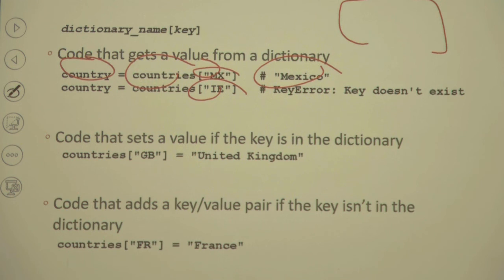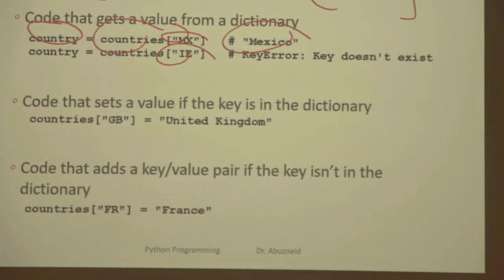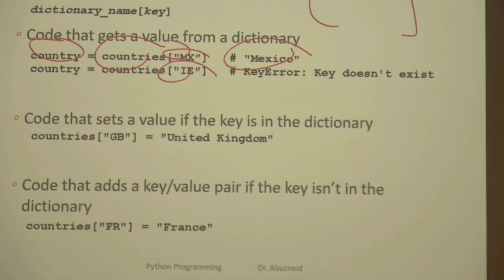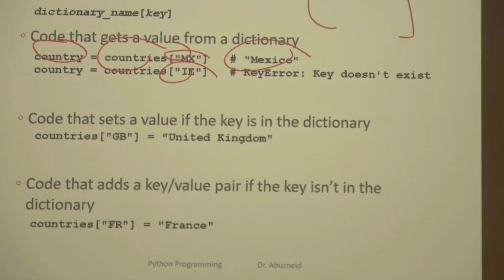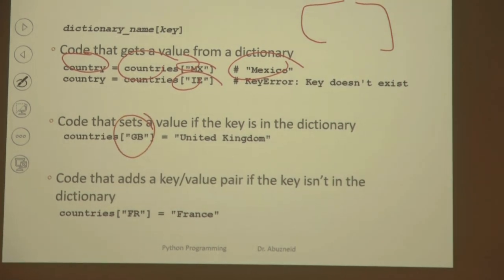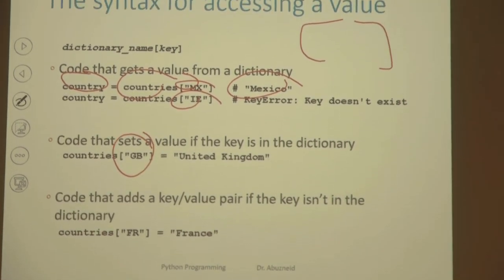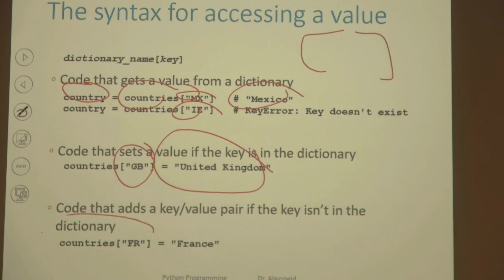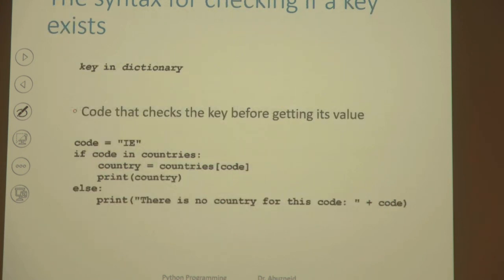So you could add a value. For example, if you don't have a value, you could add it. Code that sets a value if the key is in the dictionary. If I have a key GB for Great Britain or United Kingdom, I always could set the value. And in here, for example, I could add countries of FR, I made it France. So code that adds a key value pair.